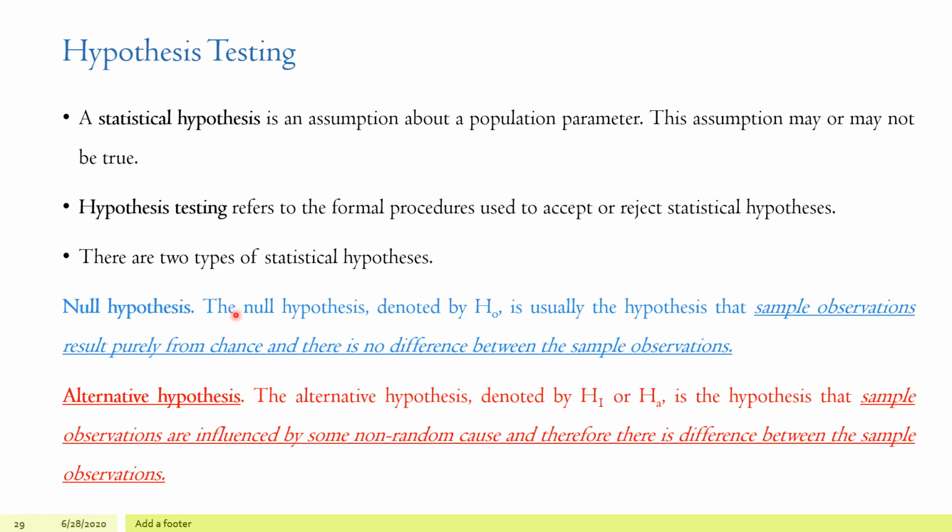The null hypothesis, denoted by H0, is usually a hypothesis that sample observations result purely from chance and there is no difference between the sample observations. In the meantime, the alternate hypothesis, denoted by H1 or HA, is the hypothesis that sample observations are influenced by some non-random cause and therefore there is a difference between sample observations. If I give an example, you will come to know what is alternate and null hypothesis.